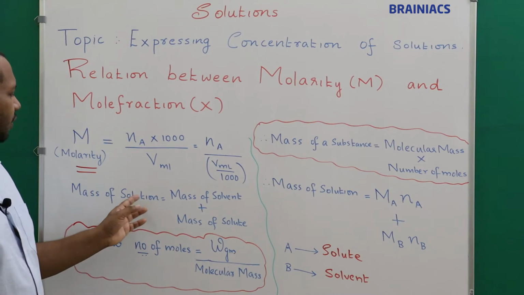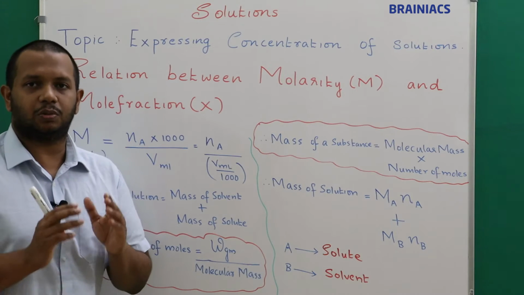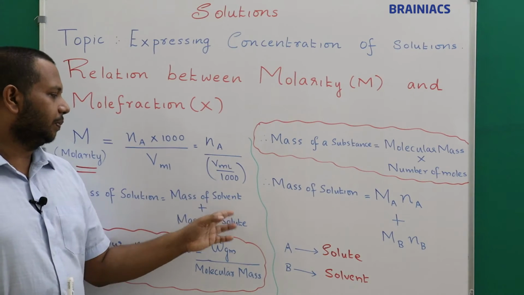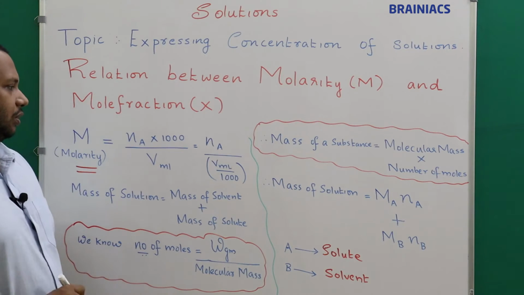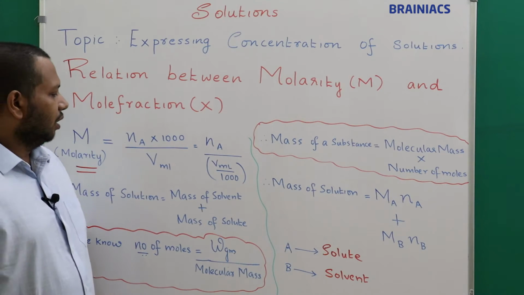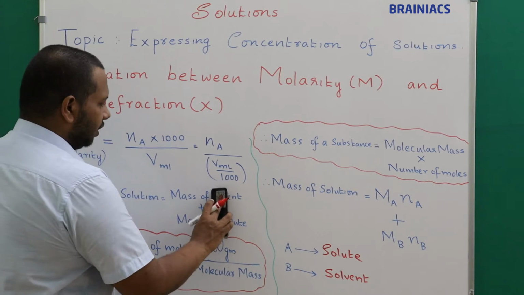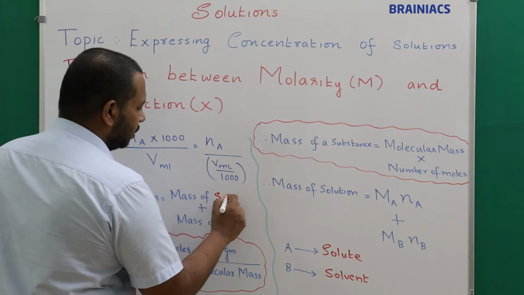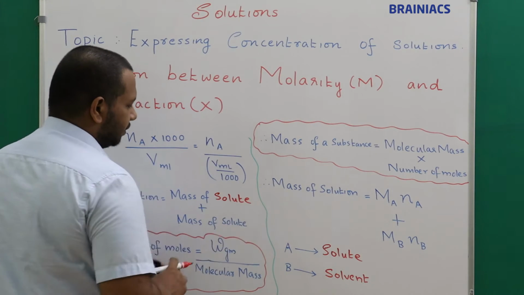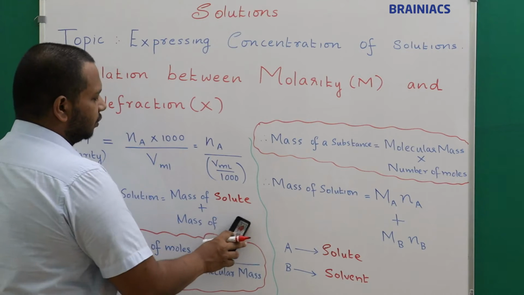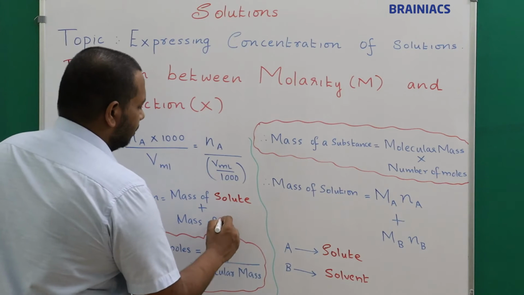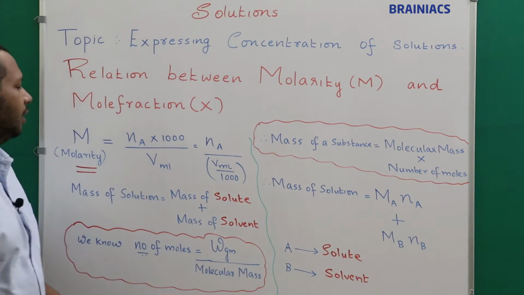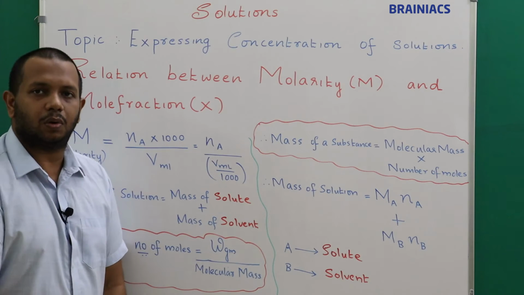Now we know what the mass of the solution is. We already learned the solution consists of solvent and solute. It is the mass of the solvent plus mass of the solute. I will write it more clearly. First we will write solute for your understanding: mass of the solute plus mass of the solvent, there is no difference. Usually we represent solute first.